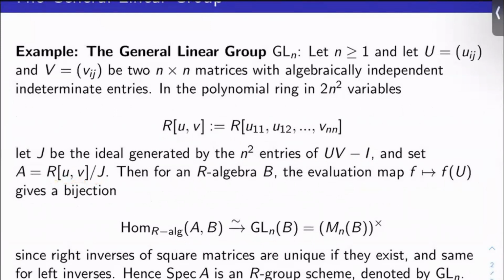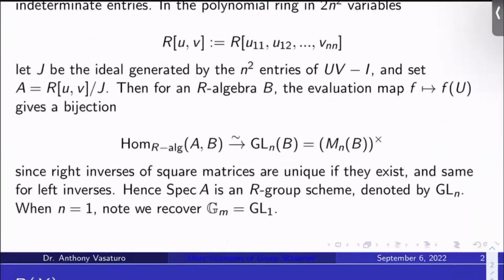Okay. For an R algebra B, you guessed it, based on the last video, the evaluation map that sends F to F evaluated at U gives a bijection from R algebra homomorphisms between A and B with GLn of B, which is the set of units in Mn of B, where Mn is the set of all n by n matrices with coefficients in B. And the reason this ends up being a bijection, if you just try to check it, is that right inverses of square matrices are unique if they exist, and the same is true for left inverses.